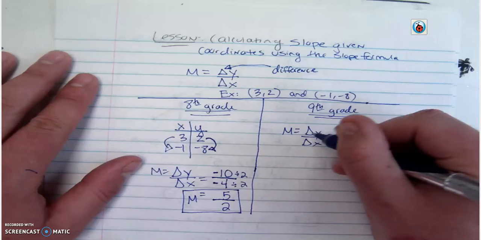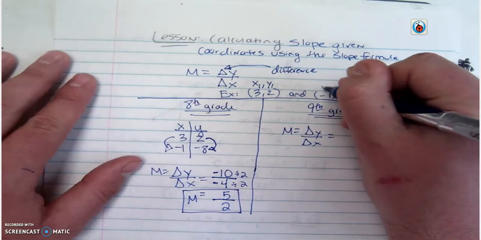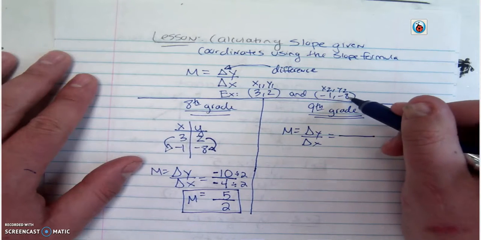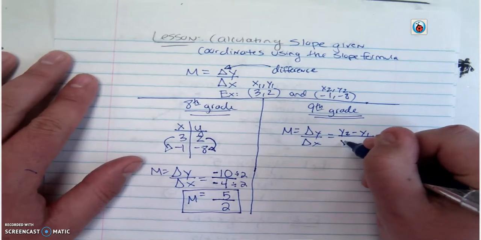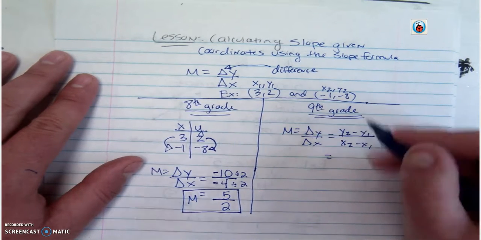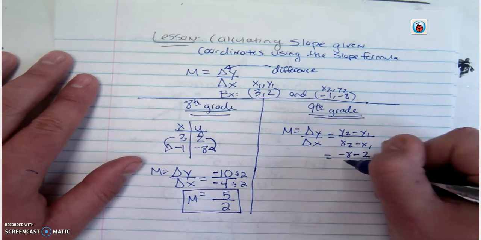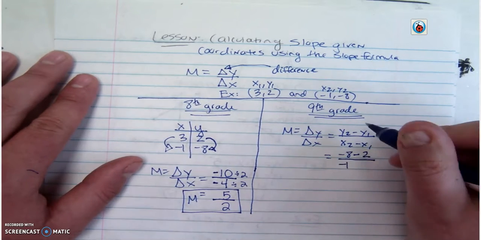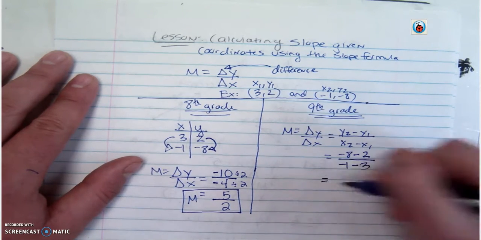Here we go. To find the difference in the y's, we need to first label our coordinates x1, y1, x2, y2. For our y's, we have y2 minus y1, the difference in our y coordinates, divided by x2 minus x1, the difference in the x coordinates. So let's fill this in. Our y2 is -8, making sure to bring down the minus, and our y1 is 2. All of that is divided by our x2, which is -1, making sure we bring down the minus, and then x1 is 3.